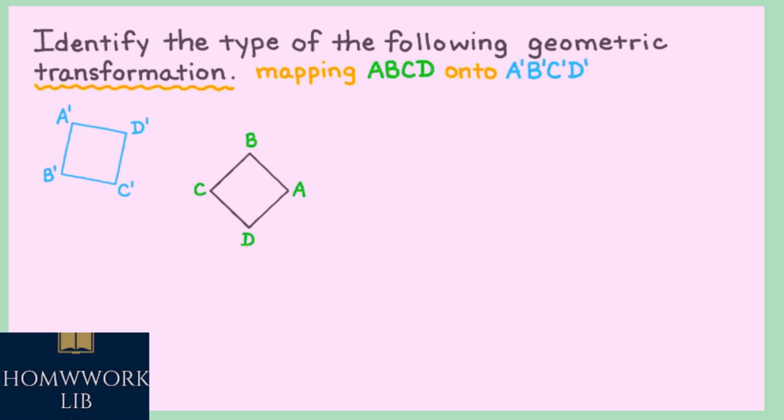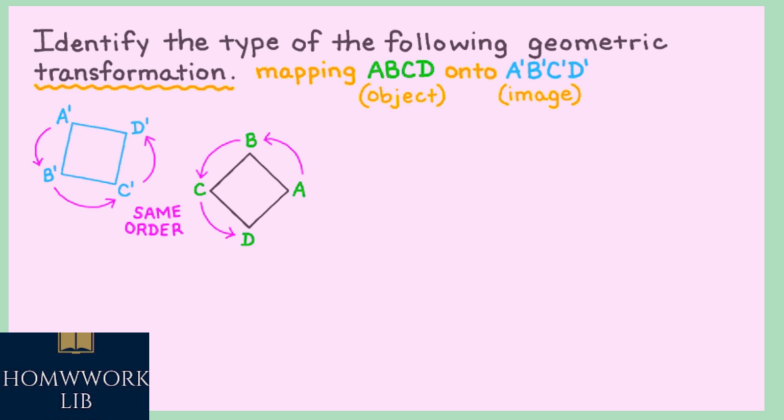Identify the type of the following geometric transformation. To determine the type of transformation mapping A, B, C, D onto A', B', C', D', we'll consider which of the properties of both the object and the image have remained the same and which have been changed.